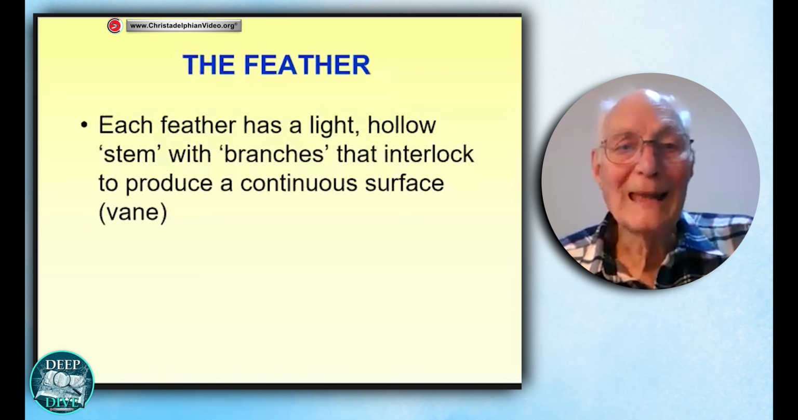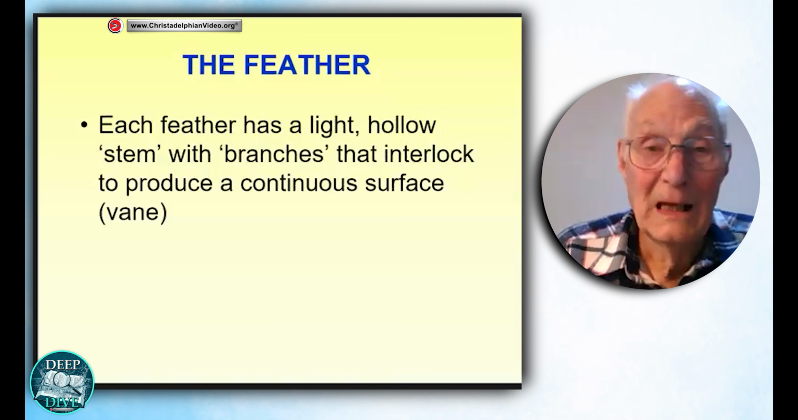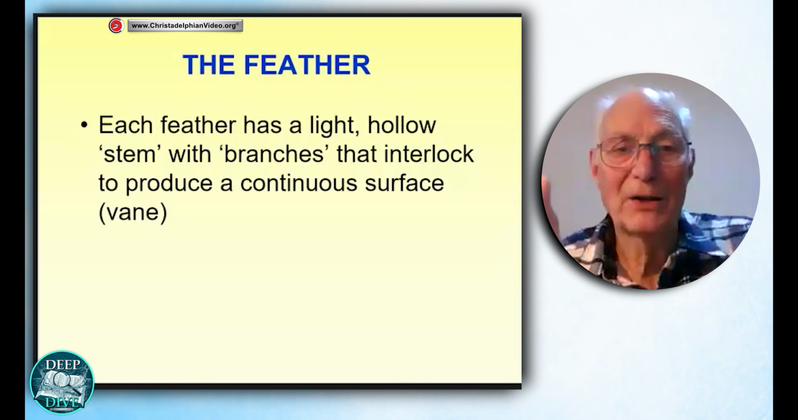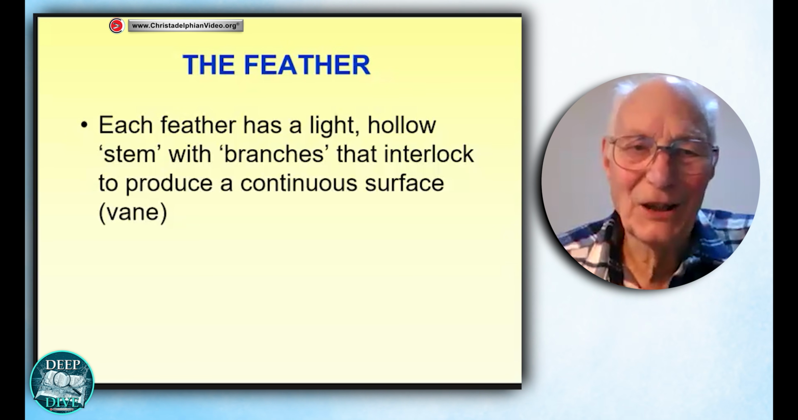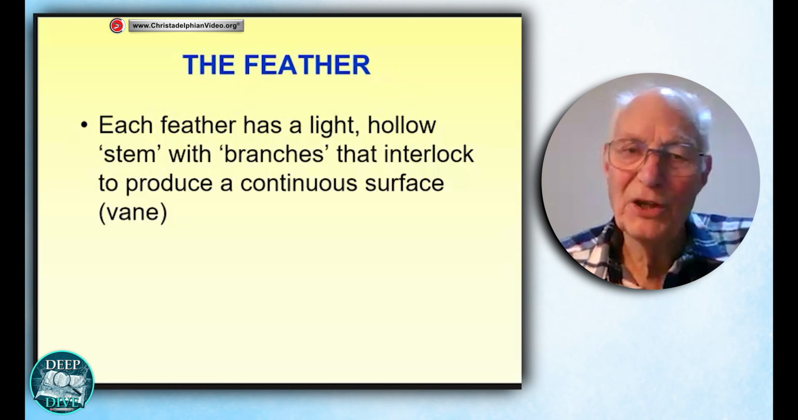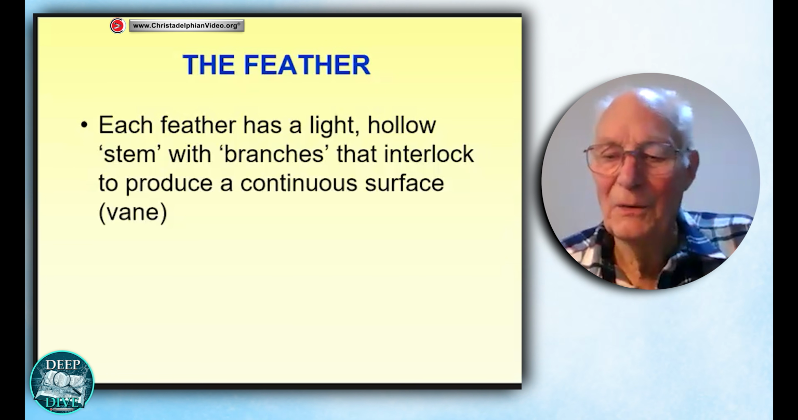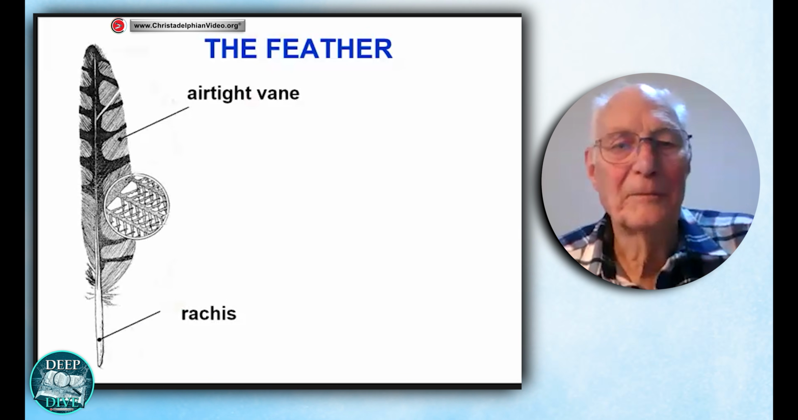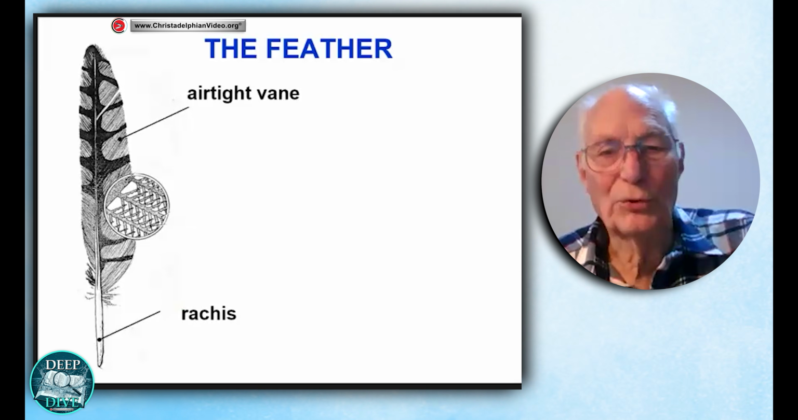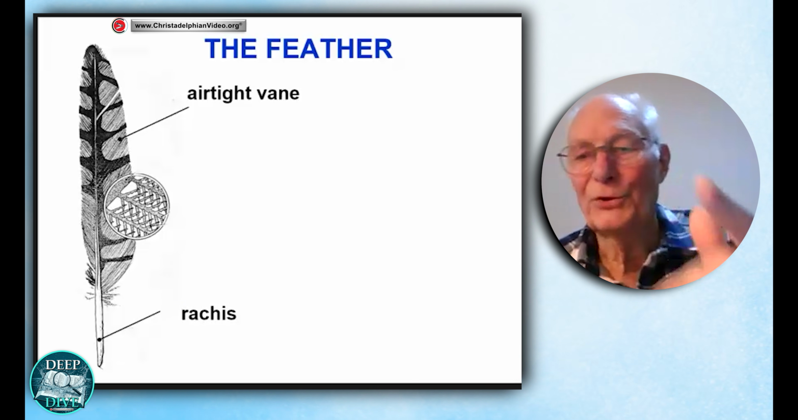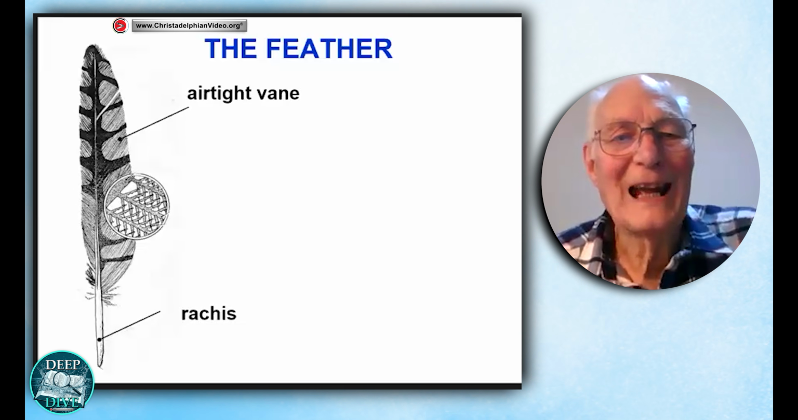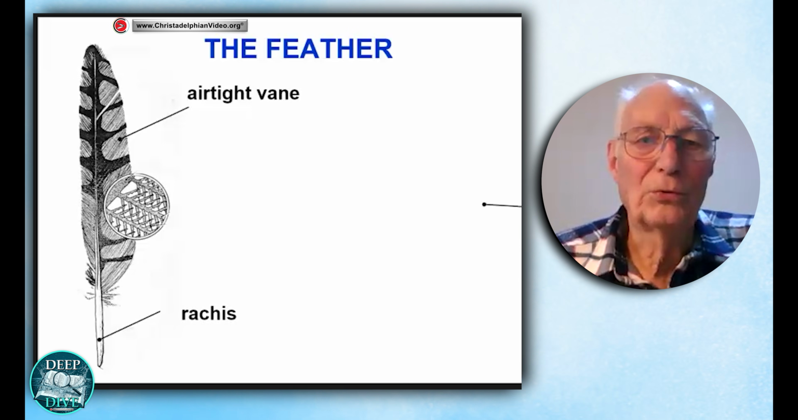Now, every feather has a very light hollow stem, and there are branches that come out that somehow interlock to produce a continuous surface, which is airproof, so to speak, a vane. So here's a feather, and it has a stem, which is called the rachis. That's what we used to write with years ago before they had pens. But up above that, you've got this airtight vane, as it's called.